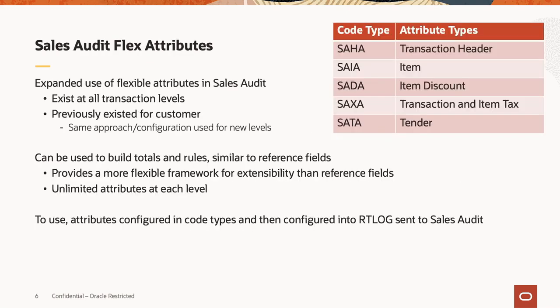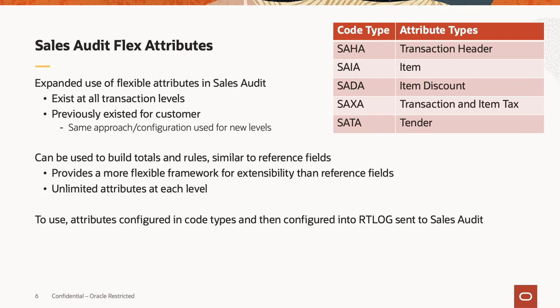The next new feature in Sales Audit was the addition of flexible attributes. Sales Audit has always had flexibility to support retailers defining attributes at different levels of a transaction by transaction type through the use of reference fields. These could then be used to create rules or totals for exporting to other solutions.